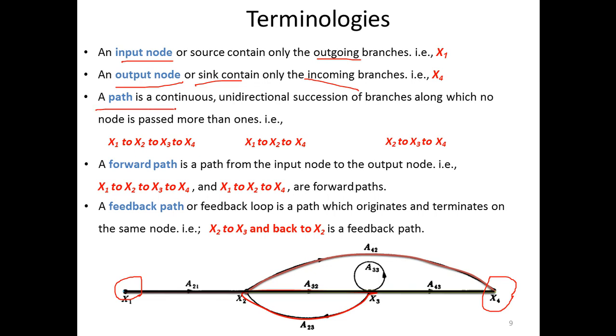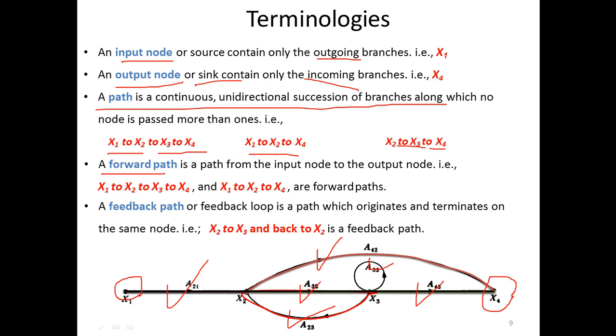A path is a continuous unidirectional succession of branches along which no node is passed more than once. So you can see that these are the branches. This one is the branch, this one is the branch, this one is the branch, this one is the branch as well, and this last one. These are the 6 branches. The paths between x1 to x2, x2 to x3, x3 to x4. These are all the different branches.